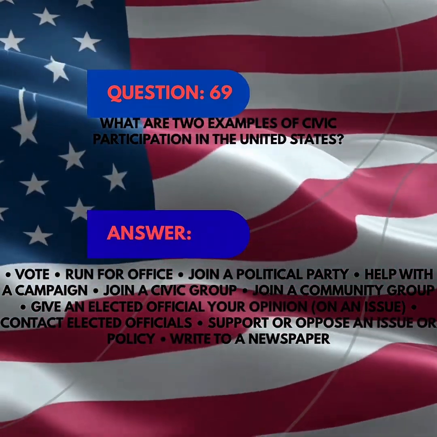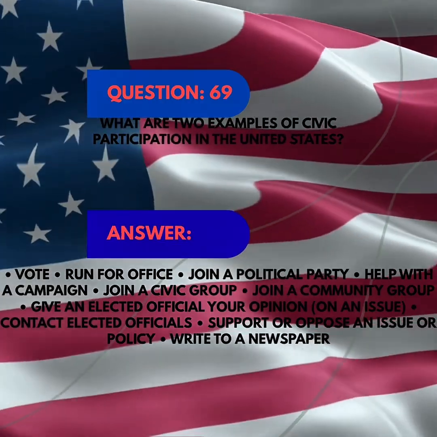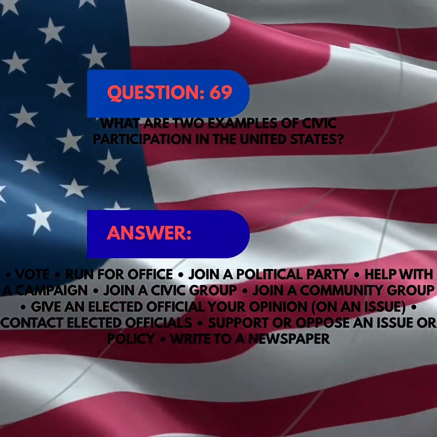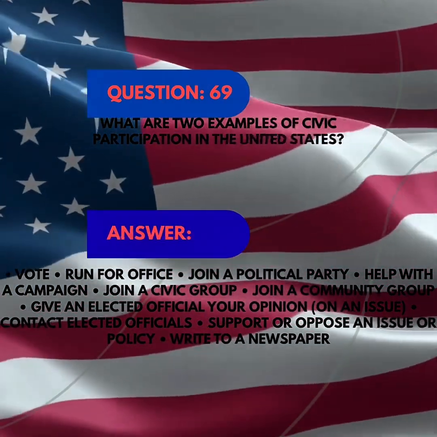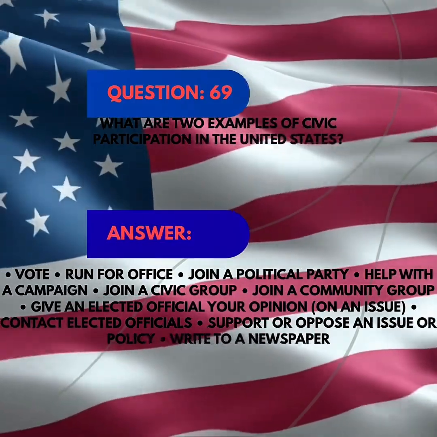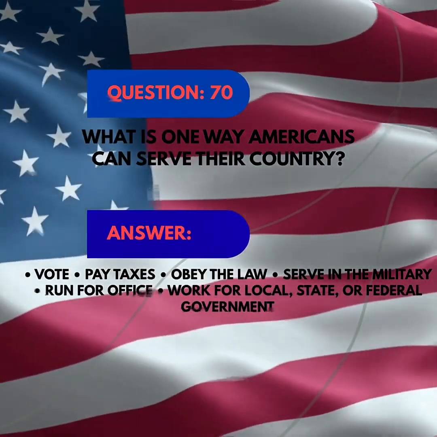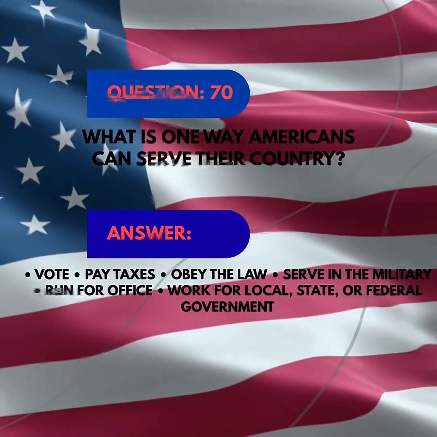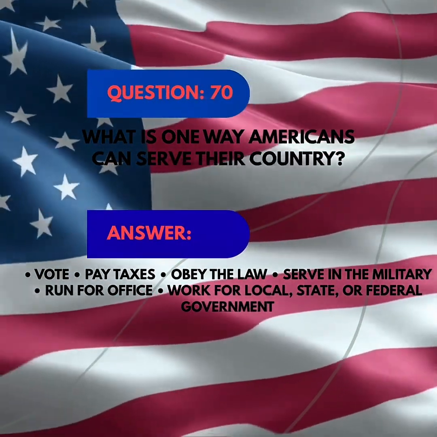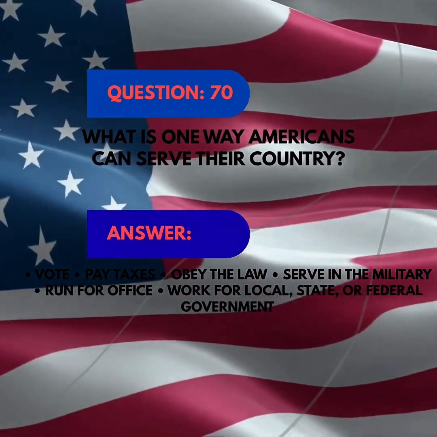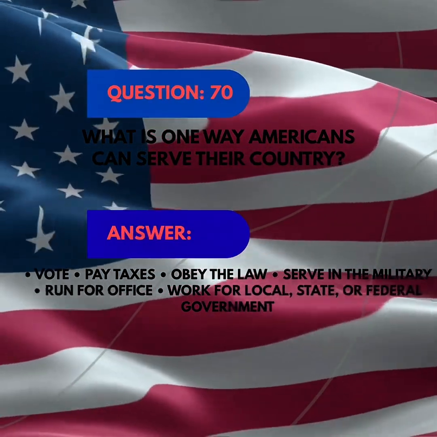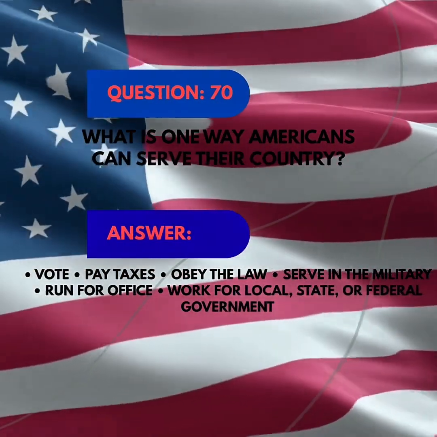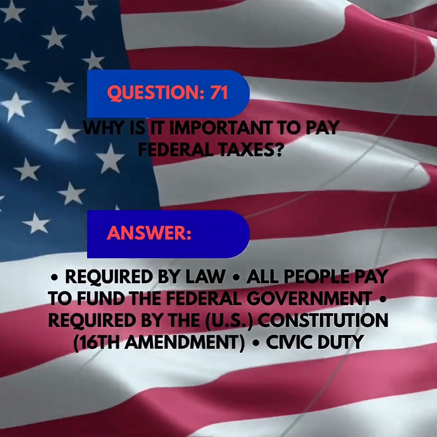Other examples include joining a political party, helping with a campaign, joining a civic or community group, contacting elected officials, and writing to a newspaper. Question 70. What is one way Americans can serve their country? Answer. Americans can serve by voting, paying taxes, obeying the law, serving in the military, running for office, or working for the government.